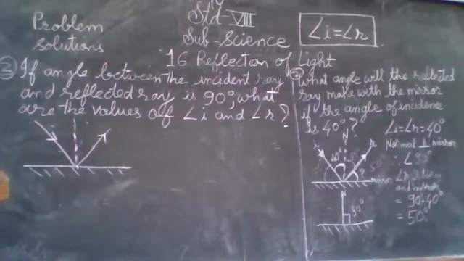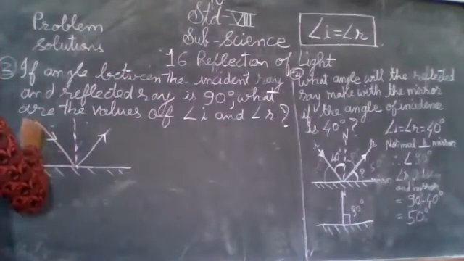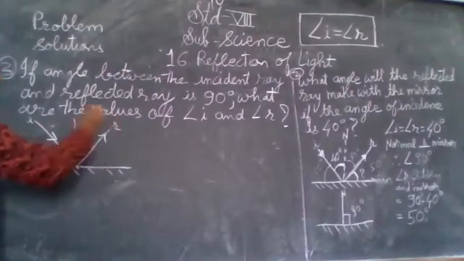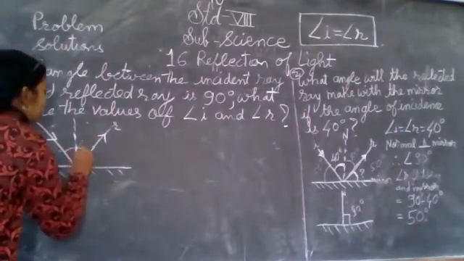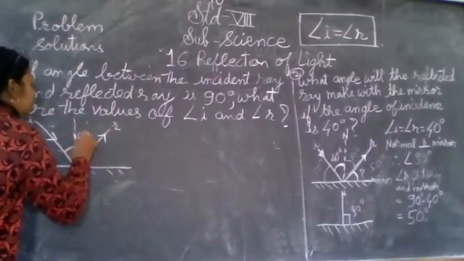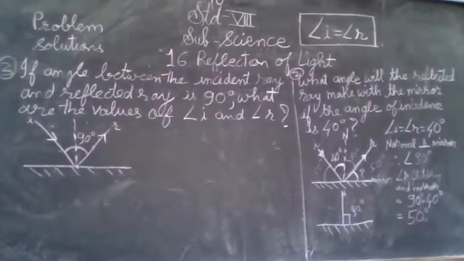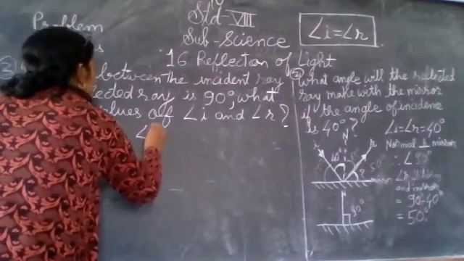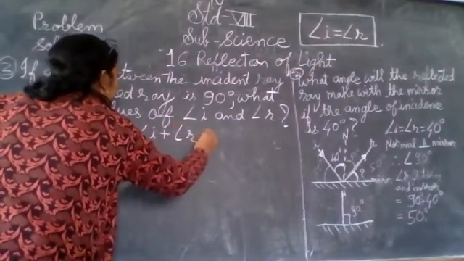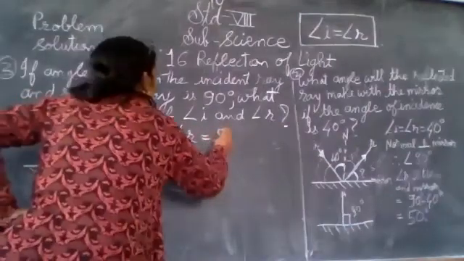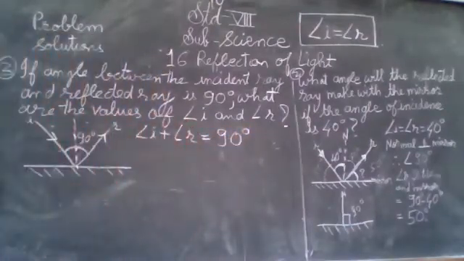Okay. What is given to you? The angle between the incident ray and the reflected ray is given here. So this complete angle is given to you as 90 degrees. Now, how much will be the angle of incidence and angle of reflection? So here you can understand that the angle of incidence plus the angle of reflection is 90 degrees. If I want to find out any of the angles, I will have to subtract the other one.